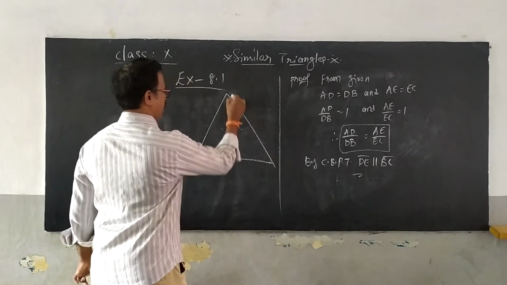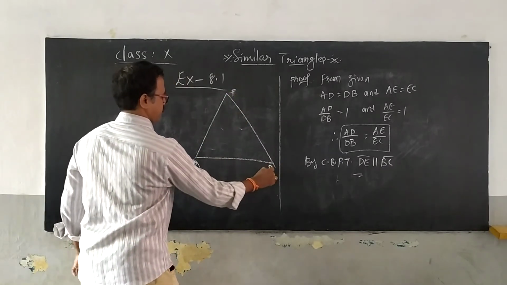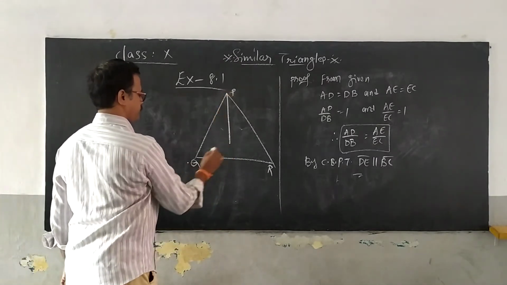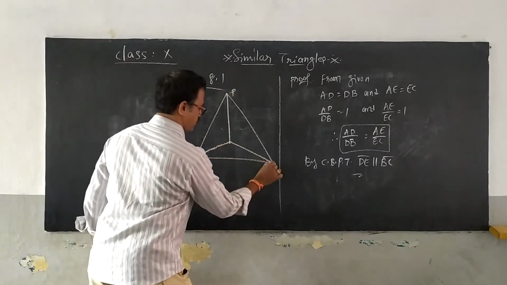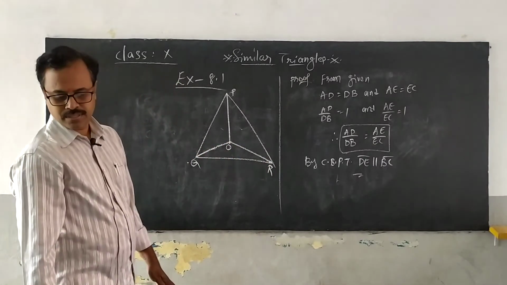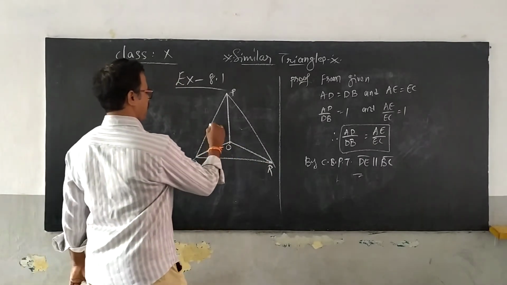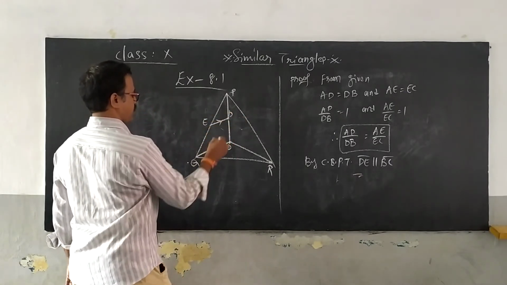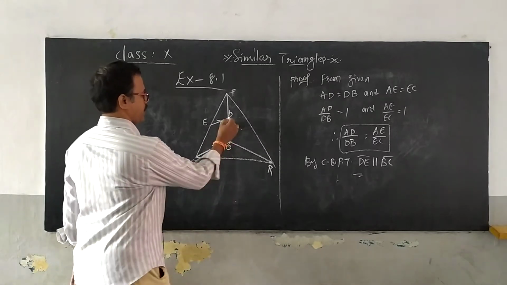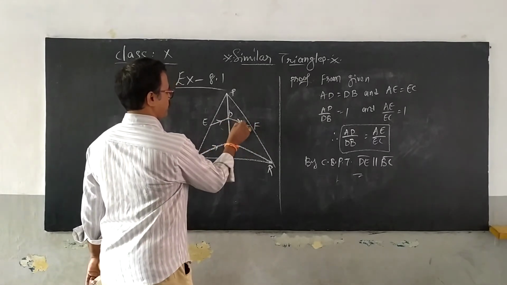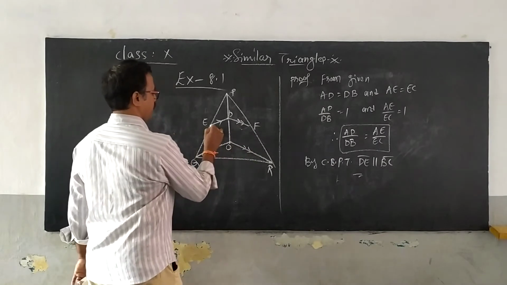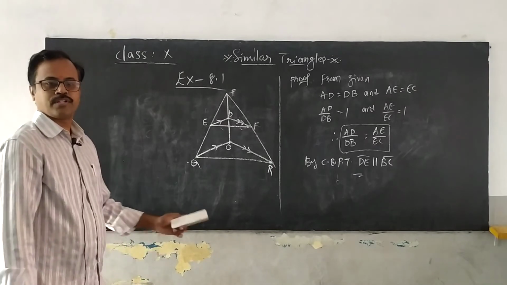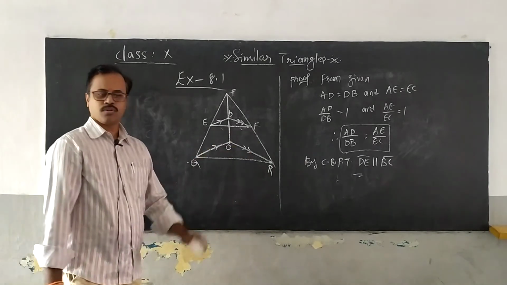Given PQR is a triangle in which you have a line PO joined to QO and also RO. Now, it is said that DE is parallel to OQ and DF is parallel to OR. Now, they are asking you to prove that EF is parallel to QR. You need to prove that EF is parallel to QR.